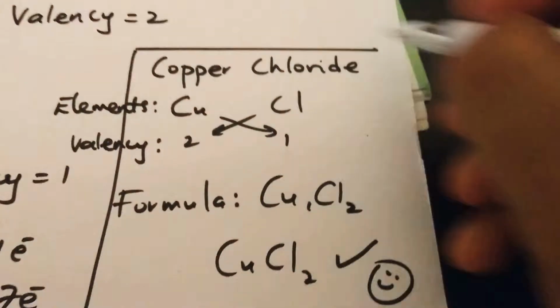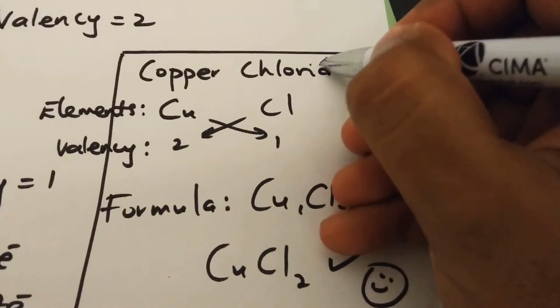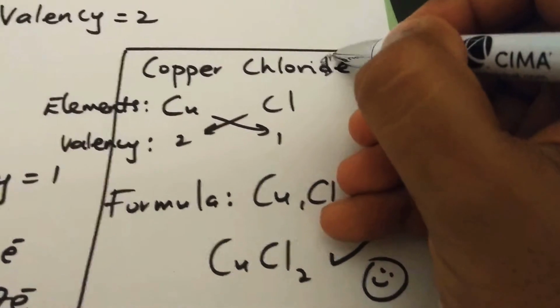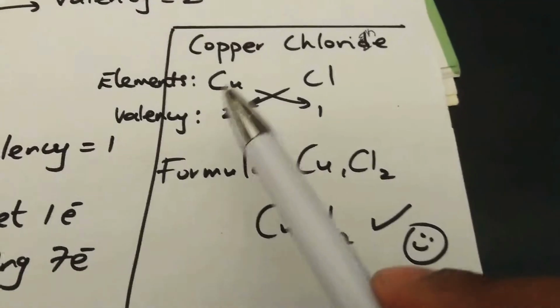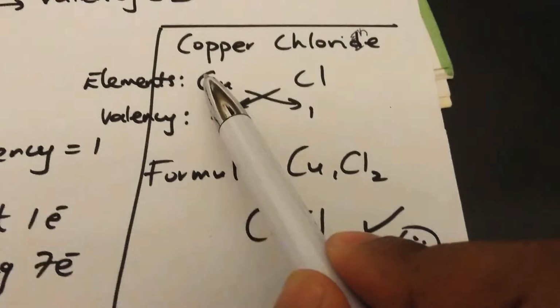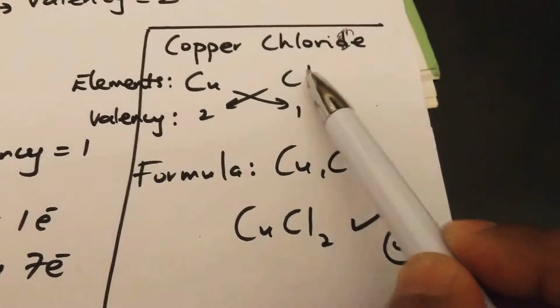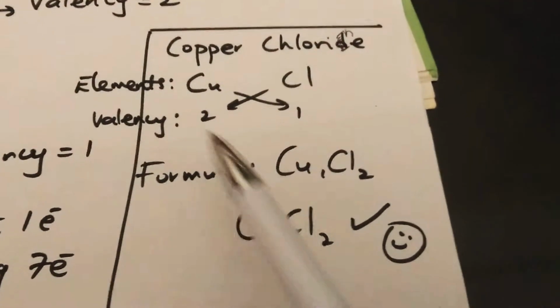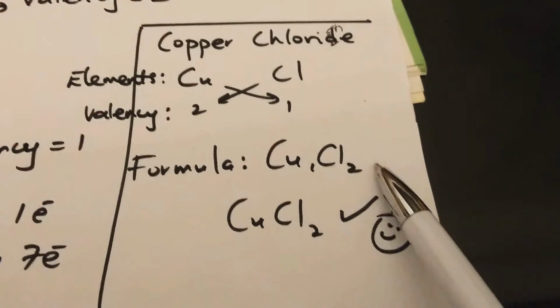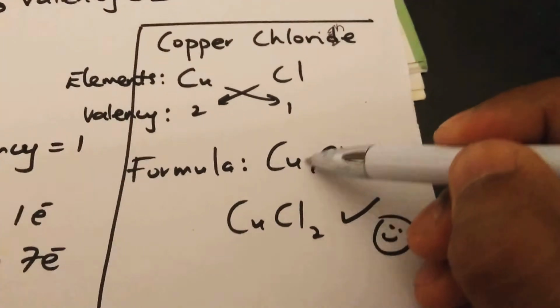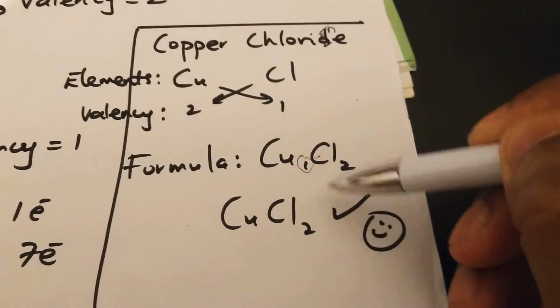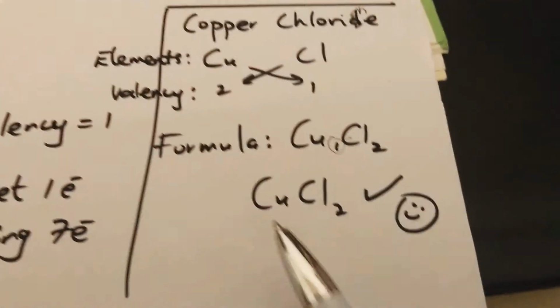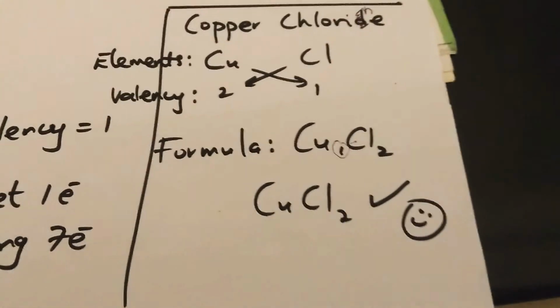Oh, it's not chloride, but it's chlorine. Let me cut this. It's chlorine, the element. All right. And then this you should not forget. Do the cross. Copper takes the valency of chlorine, and chlorine takes the valency of copper. Therefore, you get Cu1Cl2. Now, normally, when there is 1, it's not necessary to write it. So therefore, the final formula will be CuCl2. There you go. Enjoy.